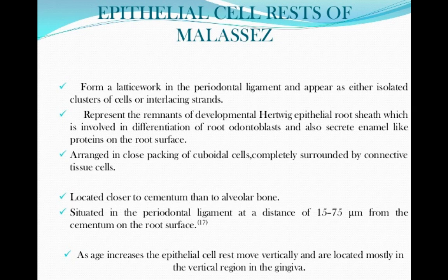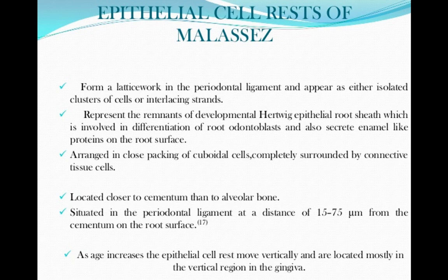Epithelial cell rests of Malassez form a latticework in the periodontal ligament and appear as either isolated clusters of cells or interlacing strands. They represent the remains of the developmental Hertwig's epithelial root sheath, which is involved in differentiation of root odontoblasts and also secretes enamel-like proteins on the root surface.